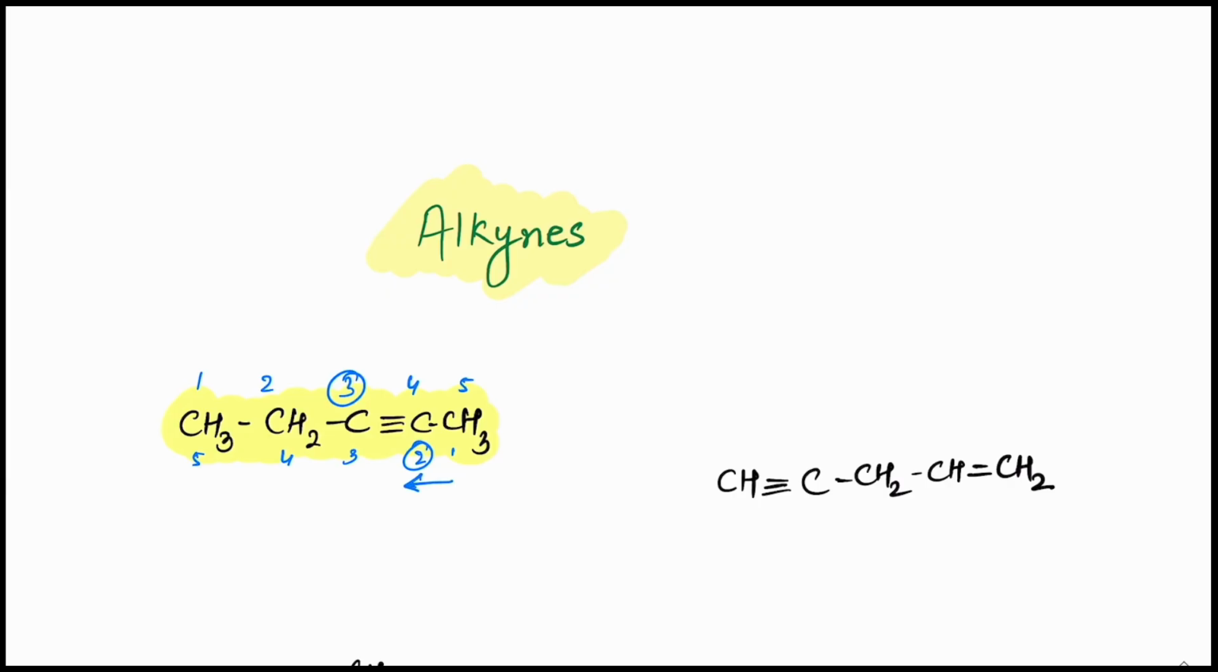There are 5 carbon atoms in the parent chain, so it will become pent. Then the position of the triple bond is at number 2, and for a triple bond we write yne. So pent-2-yne. That is the name of this compound.